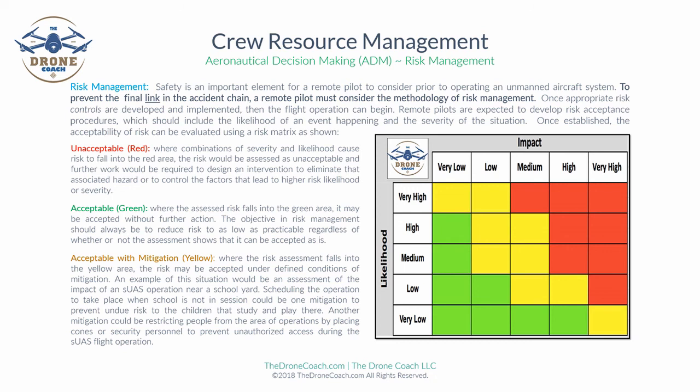Another mitigation could be restricting people from an area of operations by placing cones or security personnel to prevent unauthorized access during the SUAS flight operation.